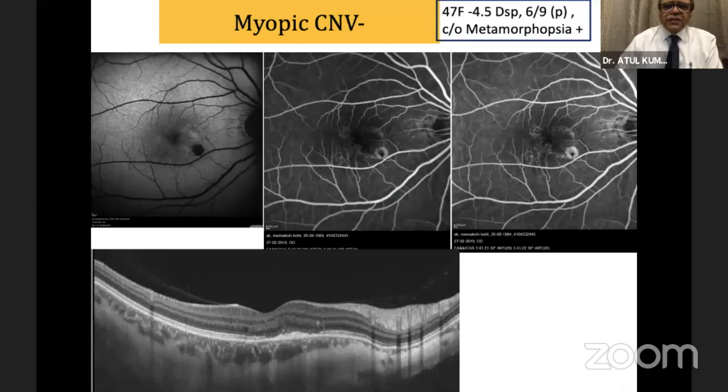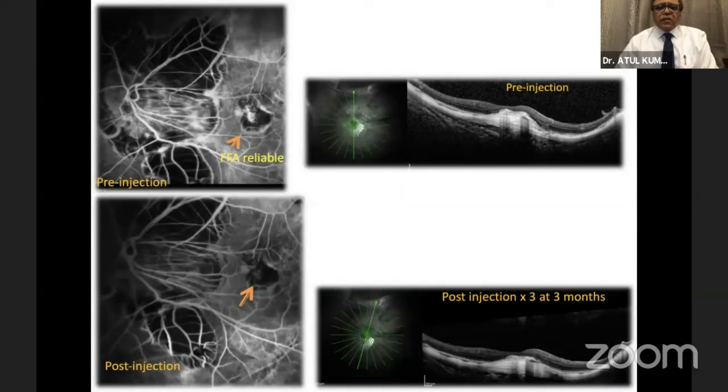I'll go on further. And so of course, myopic CNV is very common now. I think all of us see it a lot. And you have these myopic people who come to you at a young age who develop myopic CNVM. And what we do is we, of course, inject, and they do well.